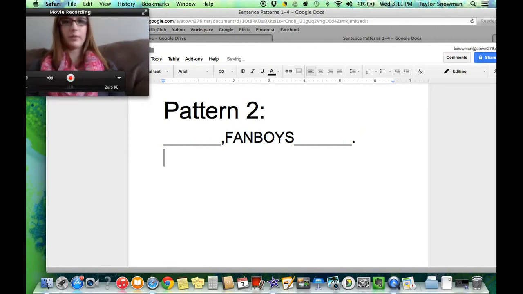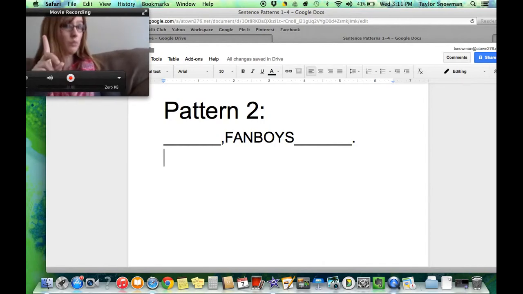So let's do a couple of examples. Remember, the fanboys are like your connecting words. So they stand for and, nor, but, or, yet, and so. That's the fanboys. You should remember those. We went over that a lot. So let's try one. This one is pattern 2. It has 2 complete thoughts. So pattern 2 has 2 complete thoughts. Pattern 1 has 1 complete thought.